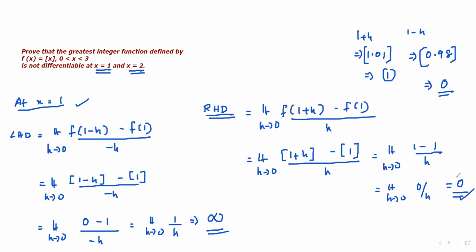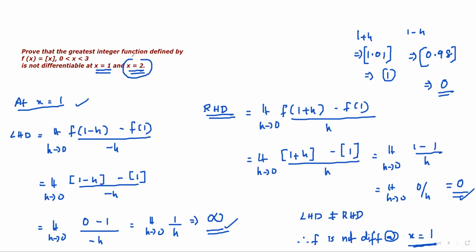So LHD and RHD, are they equal? No. LHD is infinity, RHD is 0. So LHD is not equal to RHD. Therefore, the function f is not differentiable at x is equal to 1. Now you have to do it for x is equal to 2. So for x is equal to 2, try to do it on your own.